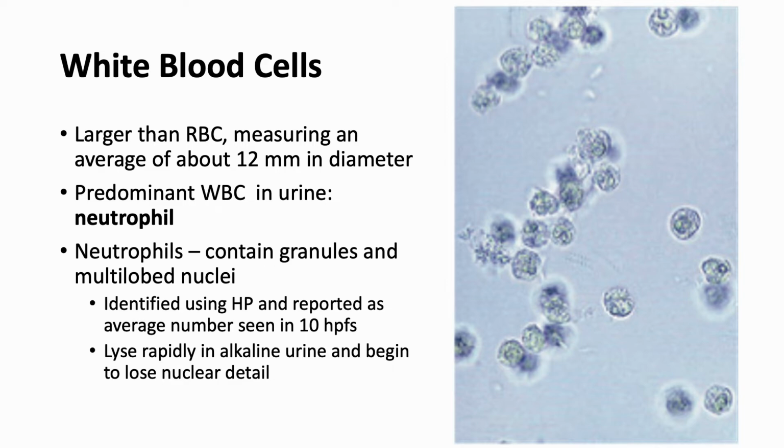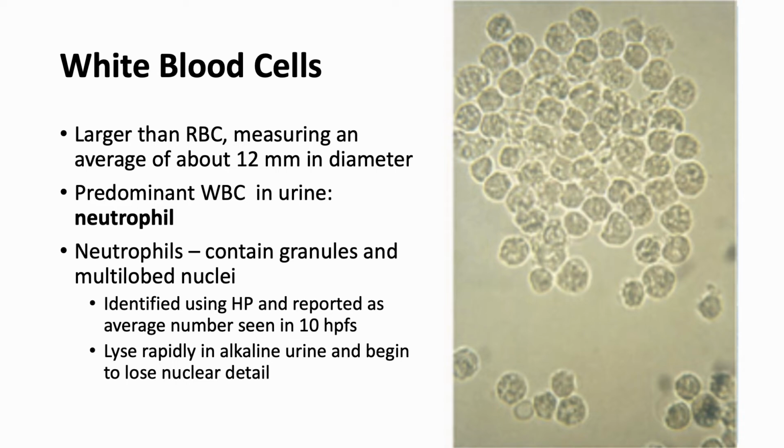They lyse rapidly in alkaline urine and begin to lose their nuclear details. So in an unstained urine sediment, they can typically appear as round granular cells, which are about 1.5 to 2 times the diameter of red cells. So again, let's note the multilobation of the nuclei when identifiable on the WBCs. And here we see a clump of WBCs that is different from the WBC cast.